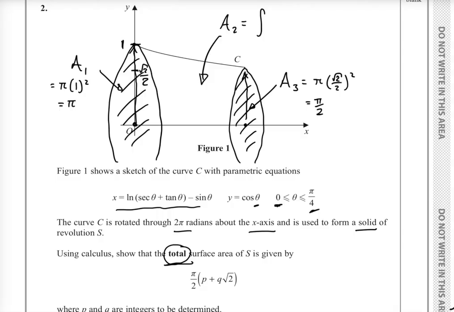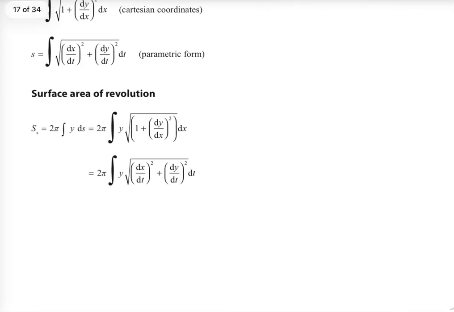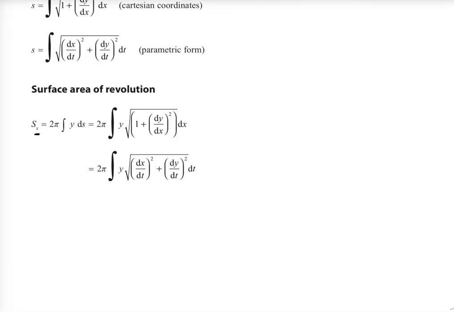Now we need our usual integration formula found in the formula booklet, and then add all three together. So going over to the formula booklet, here we have the formula for the surface area of revolution. We are doing it about the x-axis, so this is the correct formula, and we're using the parametric form. So it's this one here.